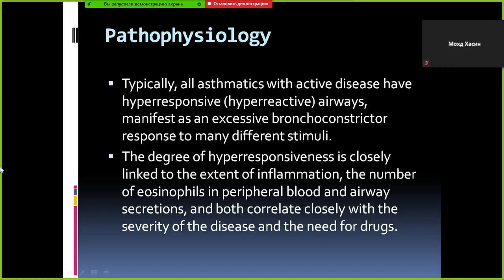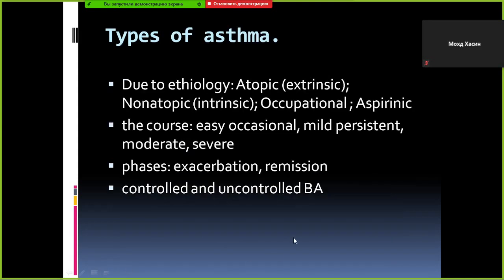So once again, we discussed the main characteristics of bronchial asthma. Bronchial asthma is an allergic inflammatory disease of small bronchi, in which eosinophils play the main role in this inflammation. This inflammation leads to bronchospasm and hyperresponsiveness of airways. So these are the main ideas about pathophysiology of bronchial asthma.